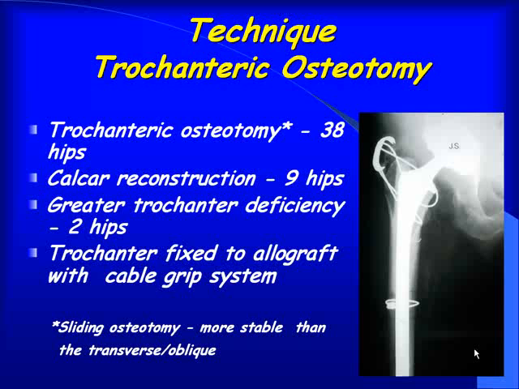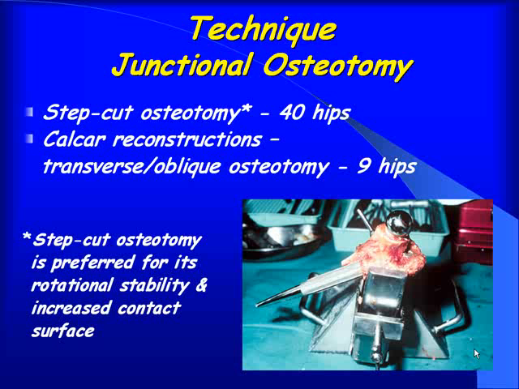A trochanteric osteotomy was performed in 38 hips. In 9, where a calcar reconstruction was performed, it was not needed, and in 2, where the deficiency affected the greater trochanter, it could not be performed. The trochanter is fixed with a cable grip system, and now we prefer the sliding osteotomy for its stability. At the junction, we prefer the step cut of the osteotomy for its rotational stability and increased contact surface. And again, in the calcar reconstruction cases, a transverse or oblique osteotomy was sufficient.